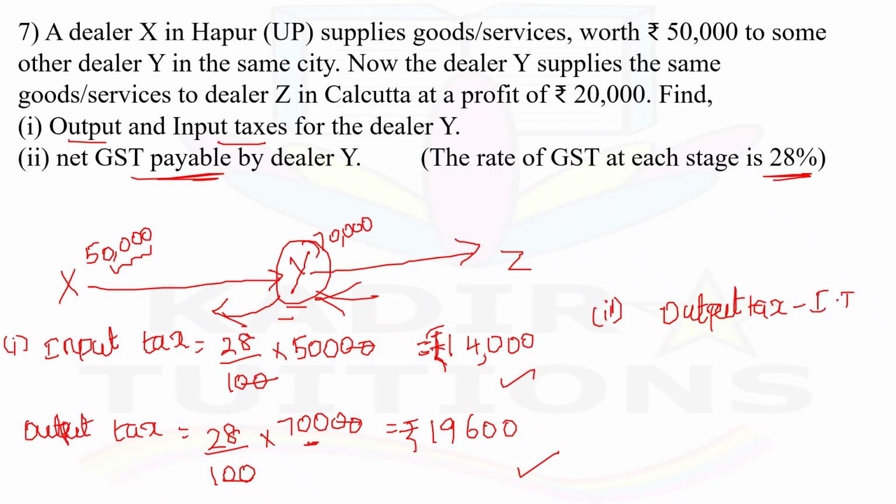So we know how much we collected from Z. It's nothing but 19,600. How much did the dealer give as a tax to X? It's nothing but 14,000. So we need to subtract these two to get the net GST payable by dealer Y. So if we subtract, we will be getting 5,600 rupees. So this is our answer for the second question, second subdivision.